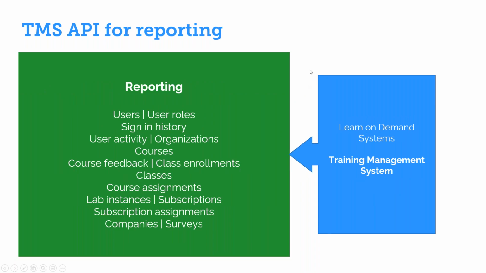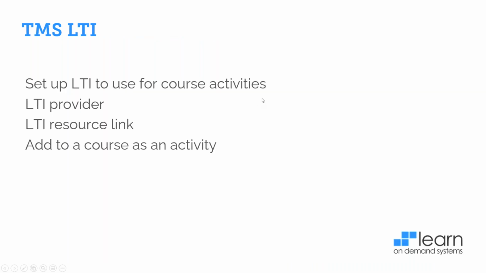You can pull API reporting for a lot of different things, and I've listed a few here: users, user roles, sign-in history, user activity, where they've been inside the TMS, organizations, your courses, course feedback, class enrollments, classes, class assignments, lab instances are an important one, and subscriptions, survey results, companies, some other things like that. So that's my big piece of API right there for you.